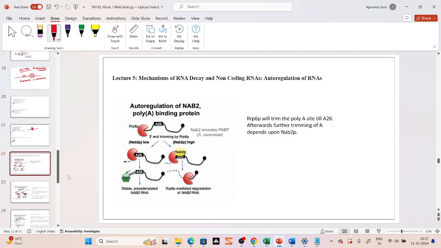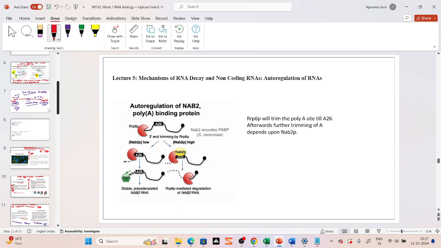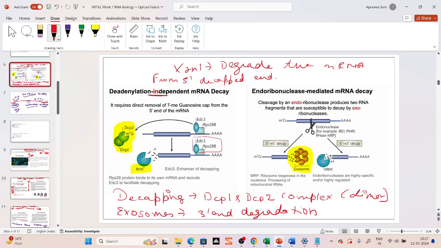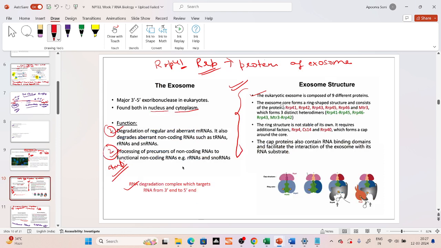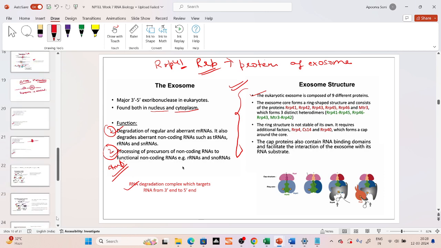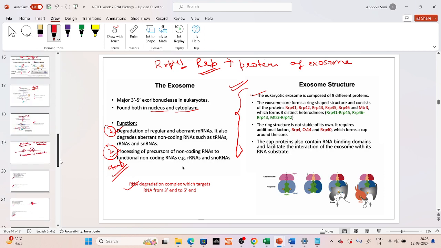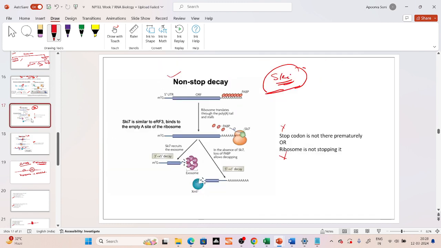See here, when we were studying this, I told you that these are the different kinds of protein structures or complexes present in exosomes, you will get RRP. See, if RRP is coming, that means it is a protein of the exosome. Always remember this RRP term might come again and again.